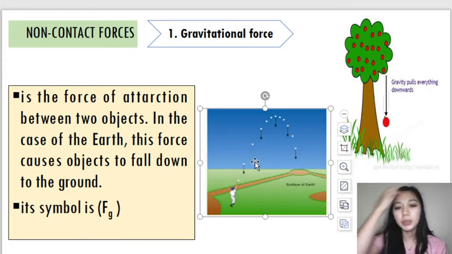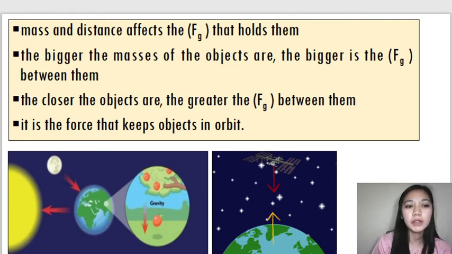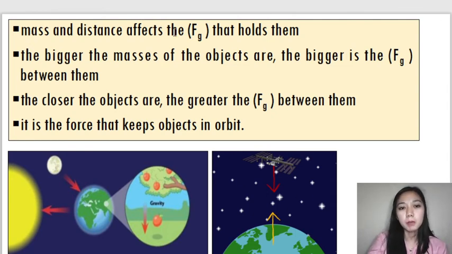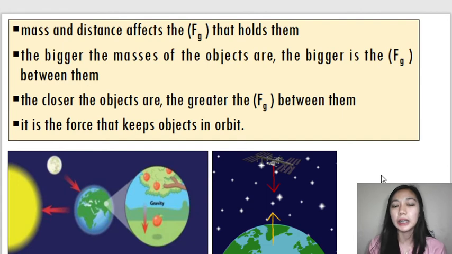Okay? Dito naman, whenever you try to throw a ball, palaging darating sa point na babagsak yung ball, gaano man kataas yung paghagis mo. Because the Earth's gravitational pull is being exerted on this ball. Okay? Remember also, when we are dealing with gravity, the mass and distance of an object affects the gravitational force that holds them. Meaning, the bigger yung object, mas malakas yung kanyang gravitational force between the objects. Kapag naman mas malapit yung dalawang objects, mas malakas din ang hila ng gravity.